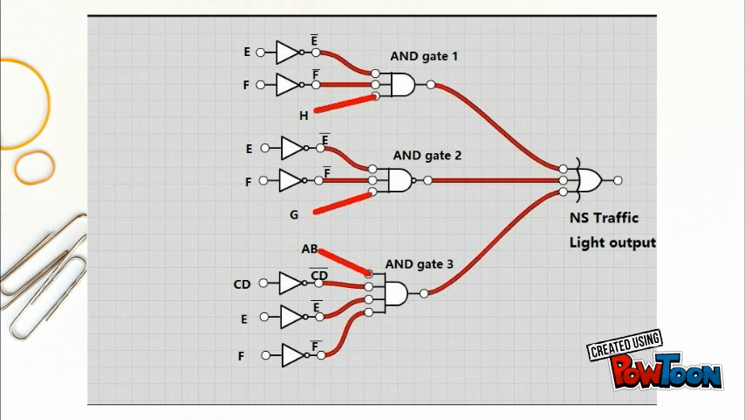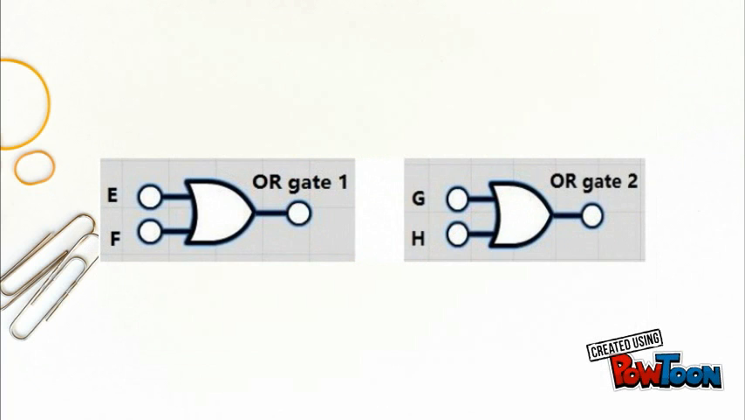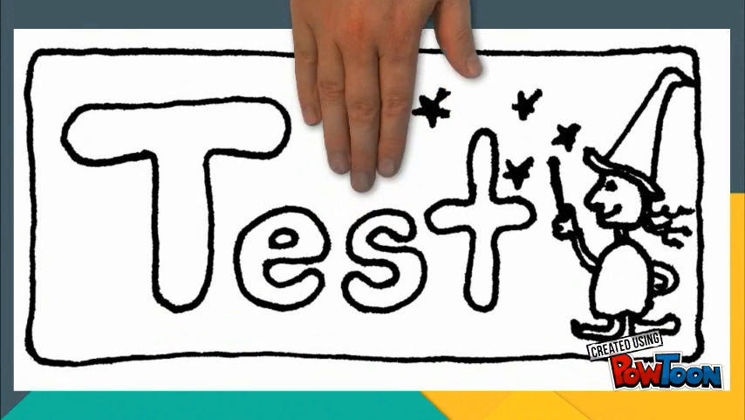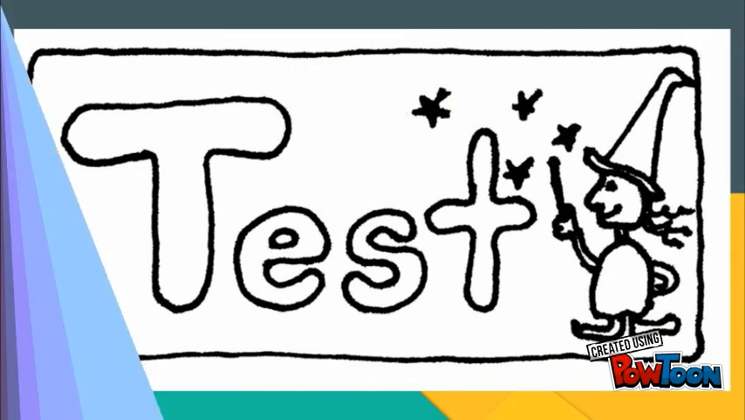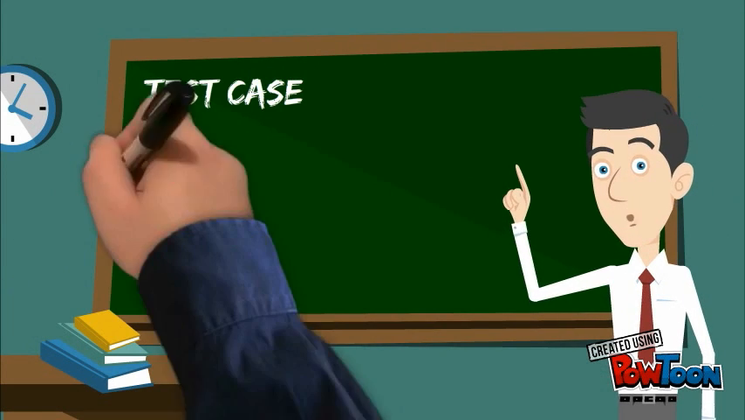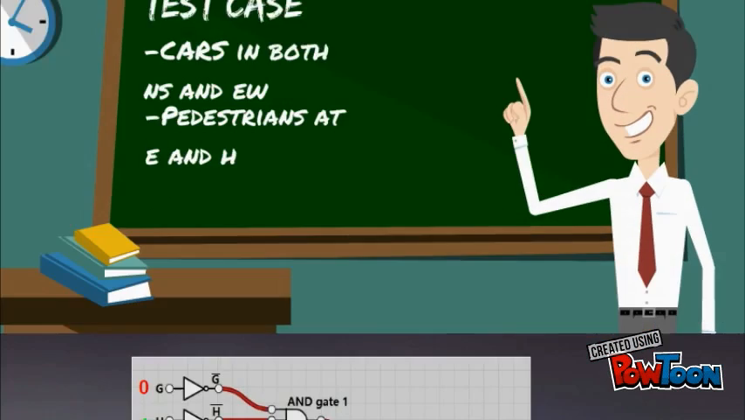Based on these Boolean equations, we constructed circuits for the north-south traffic light, east-west traffic light, and the E, F, G, and H pedestrian crossings. So let's test our circuit with some inputs, shall we? We shall consider a test case where there are cars in both the north-south and east-west directions, and where there are pedestrians at E and H.